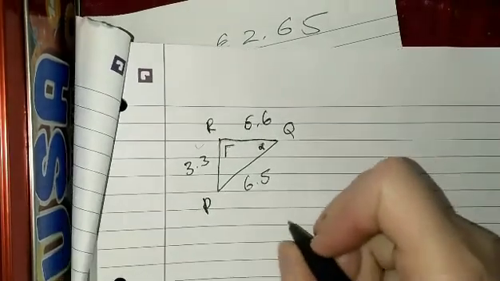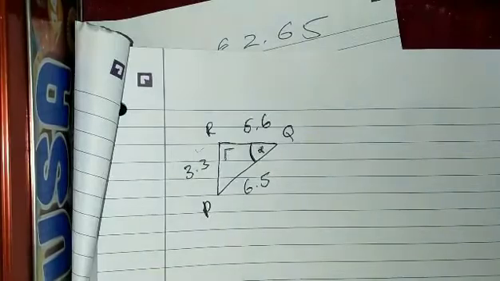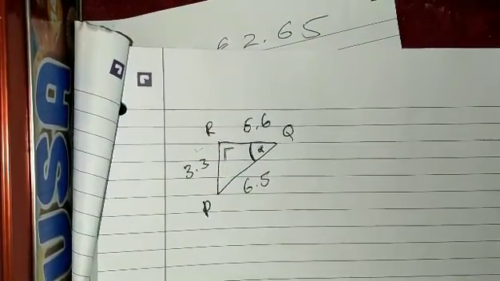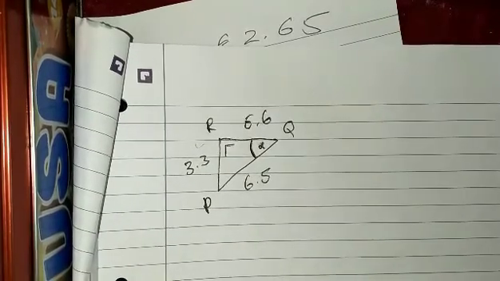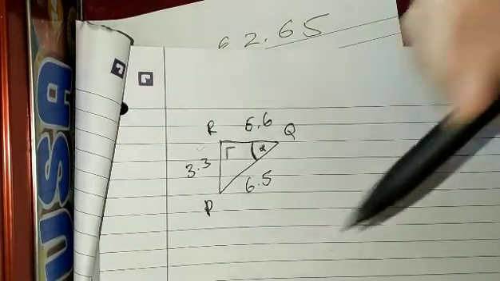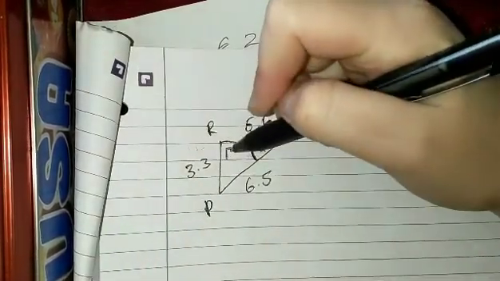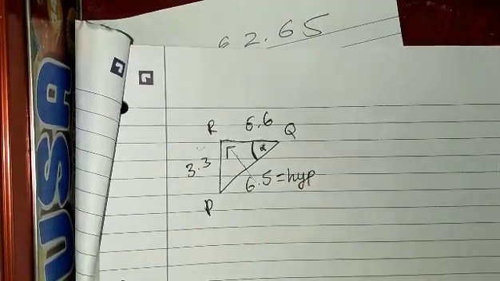So firstly, I'm going to have to label my sides, which is the opposite, the hypotenuse, and the adjacent, according to this angle here. So firstly, the hypotenuse might be the easiest to label first. The hypotenuse is always going to be the longest side. It's going to be opposite the right angle. So this here is going to be the hypotenuse.